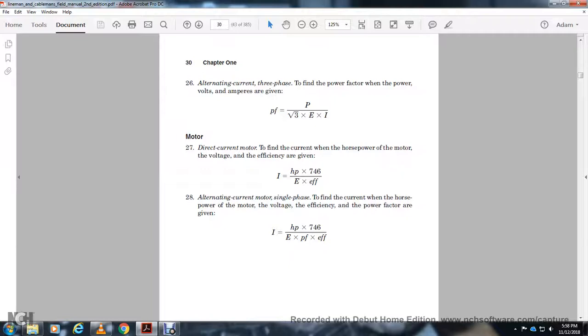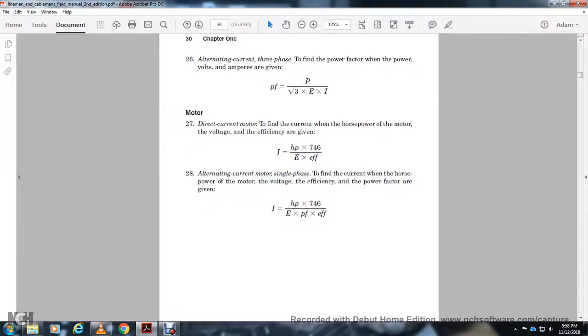Alternating current single phase, the current for the horsepower of the motor, the voltage, the efficiency, and the power factor: the amps are equal to the horsepower times 746 watts over the volts times the power factor times the efficiency.